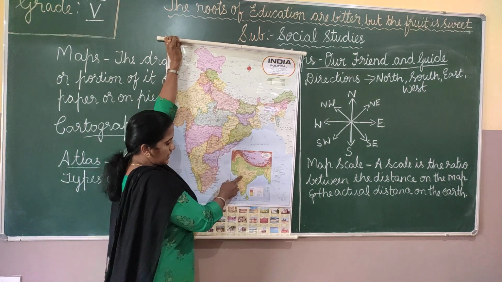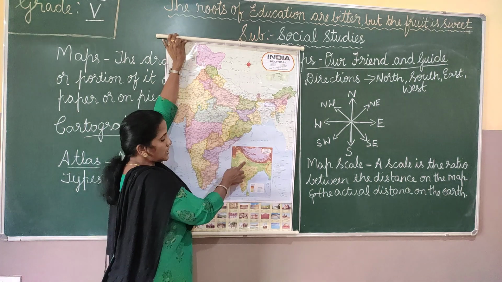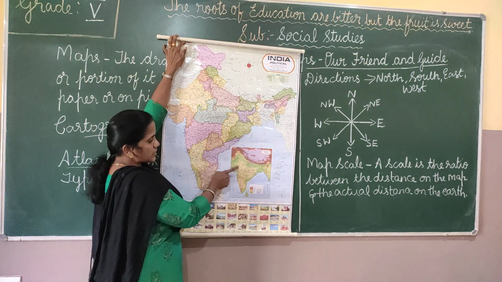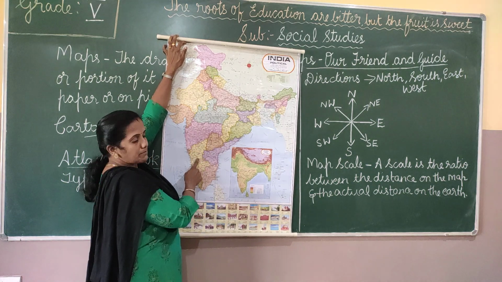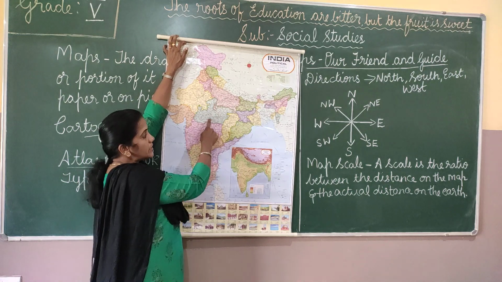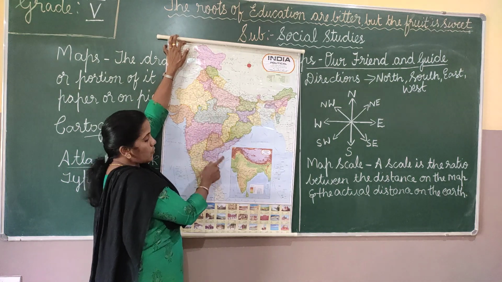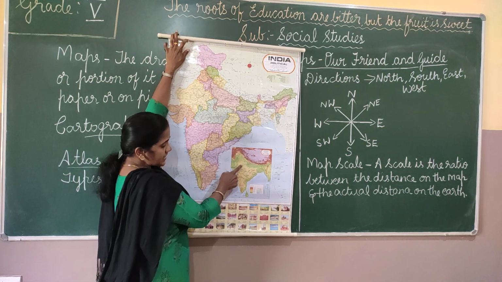So here you can see this is the physical map of India. Here you can see the difference between this political map and physical map, right? In the political map, it shows clearly the boundary between two states, whereas here, what we can see are the physical features.